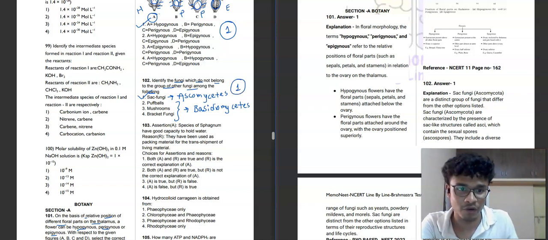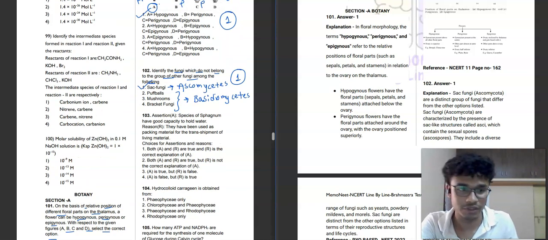Sac fungi, Ascomycota, are a distinct group of fungi that differ from the other options listed here. Sac fungi, Ascomycota, are characterized by the presence of sac-like structures called asci. Moving towards the next question, 103.